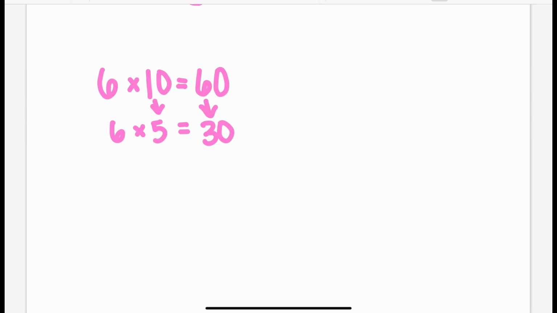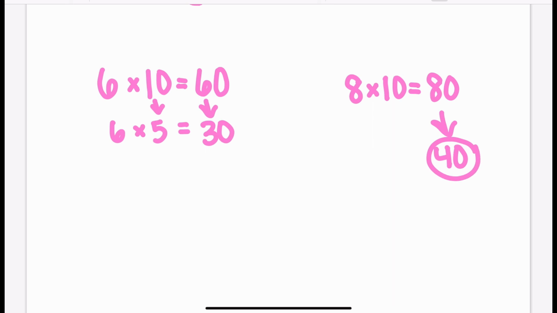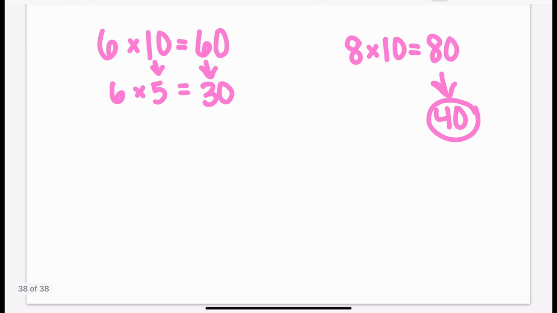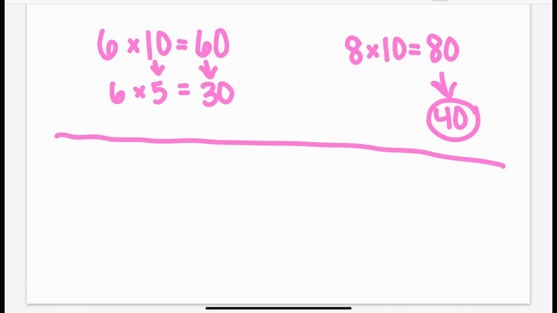So let's look at another even digit times 5. So if I have 8 times 10, we know that that is going to be 80. And what's half of 80? That would be 40. Okay, so in order to be able to be successful with this strategy, we really have to have our doubles and halves down.